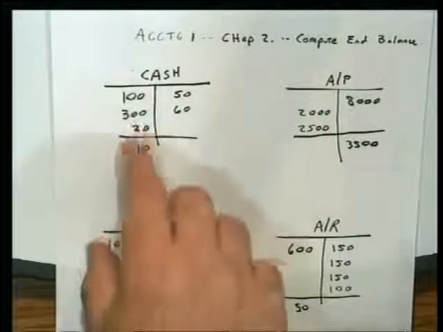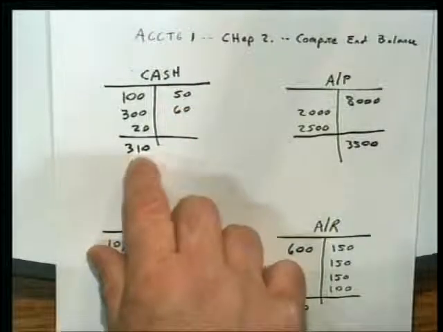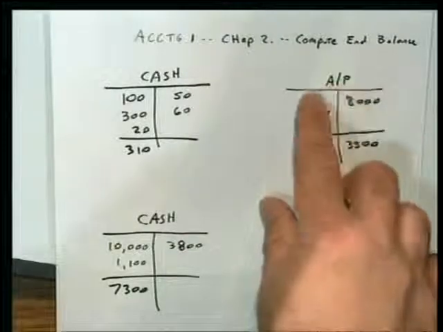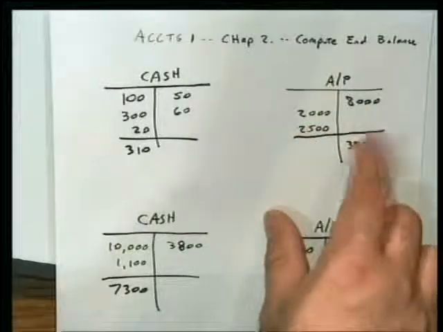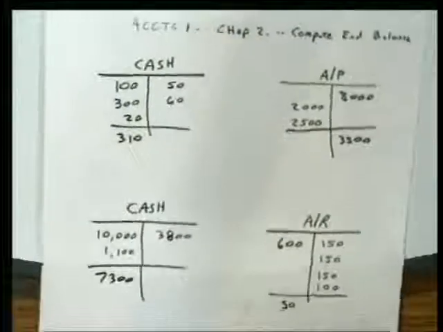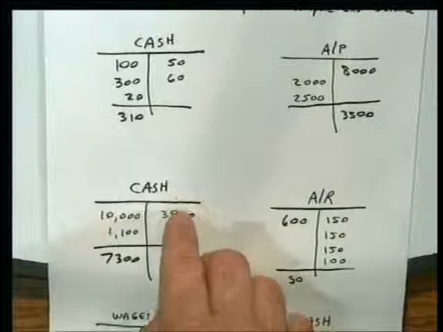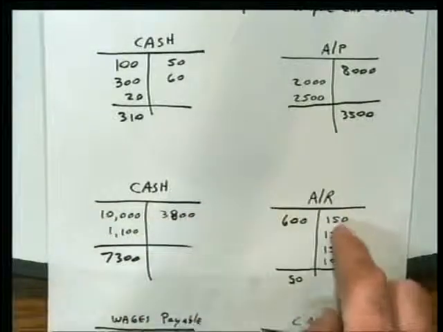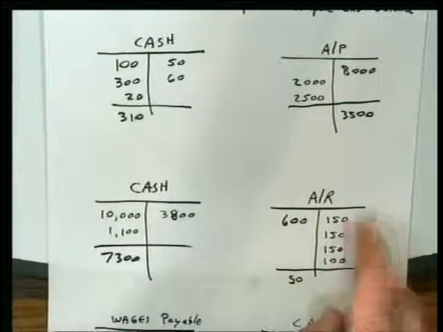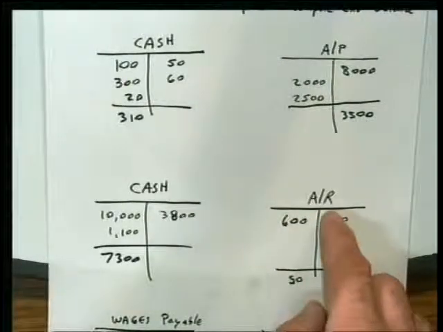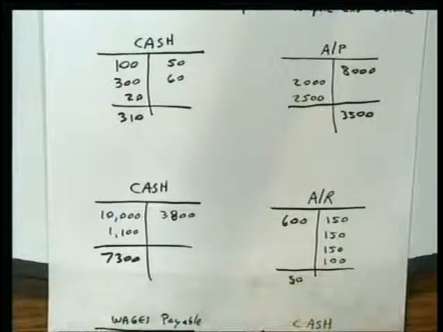Now, the debits are greater than the credits here, so that answer is a net debit. The credits here for AP are greater than the total debits, so we have a net credit for AP. For cash, the total debits are greater than the total credits, we have a net debit. For AR, their total debits are greater than the total credits, so we have a net debit of $50. Did you guys get those 4 answers on those? Did I figure those right? Yes. Okay, great.